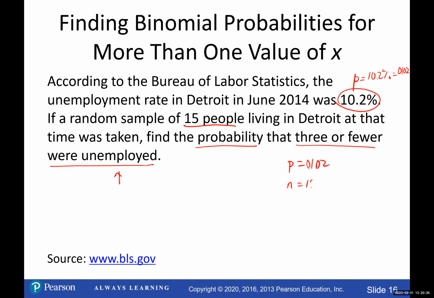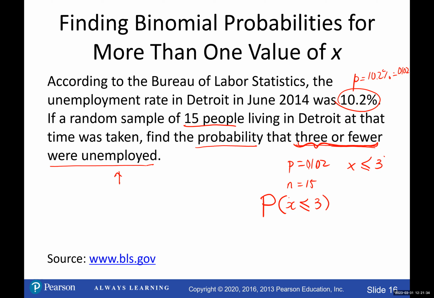We have 15 people living in Detroit that we're going to ask. So n equal to 15, and we're going to find the probability that 3 or fewer were unemployed. So keep in mind that right now we ask for 3 or fewer, right? Which means X is not only equal to exactly 3. X can be less than or equal to 3, right? Do you agree with me? Because it's 3 or fewer. So I'm looking for the probability of X less than or equal to 3.